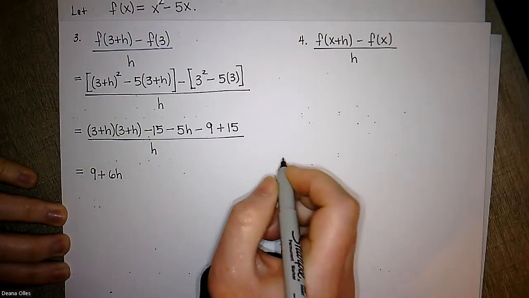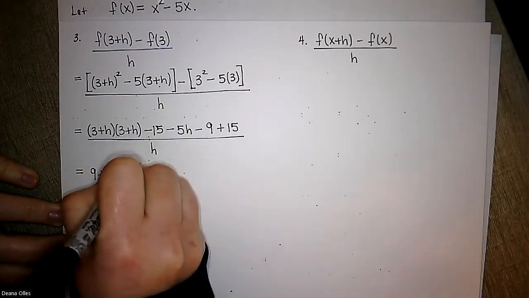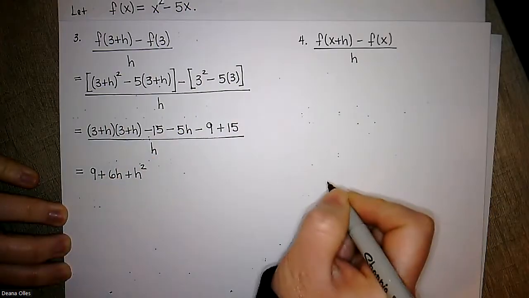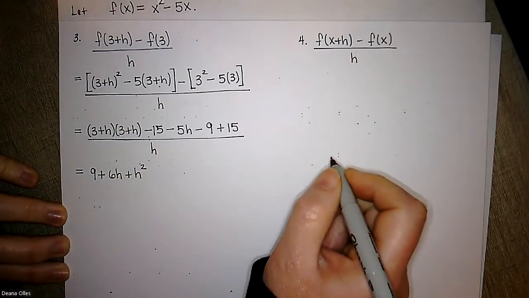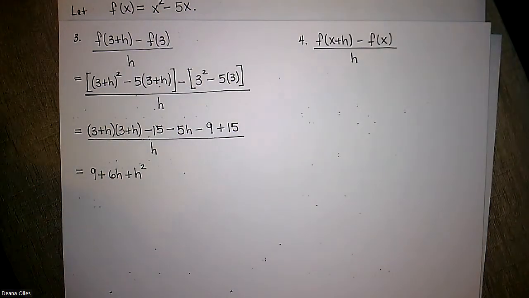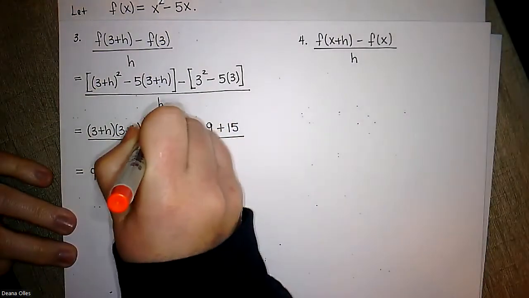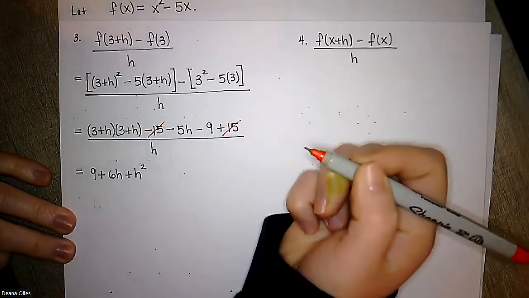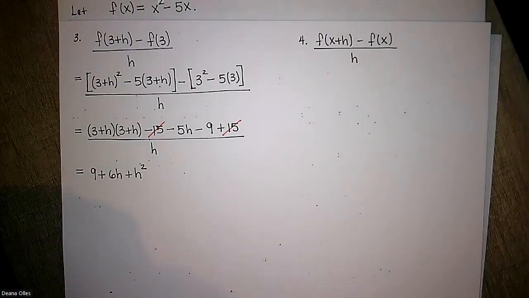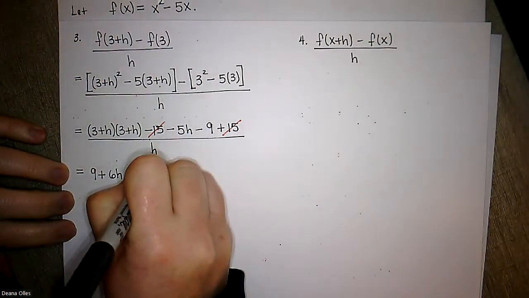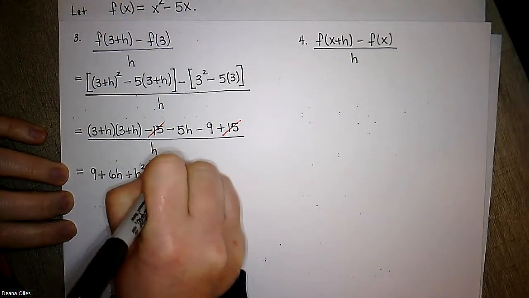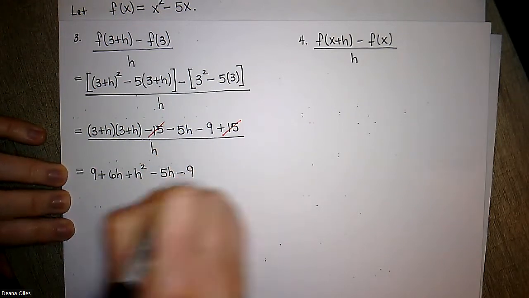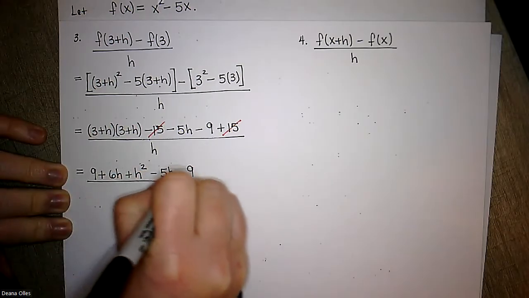So 6h. And then we have h times h, so that's going to be h squared. Oh, you know what's fun about this one? Look at this. Negative 15 cancels with 15. You're going to notice a lot of things that are supposed to cancel later. We're going to talk more about that within the unit as you do the calculus. Okay, so for right now, we're just practicing.